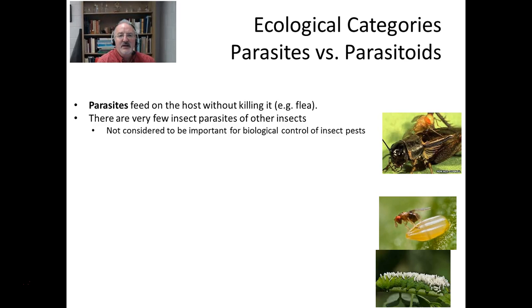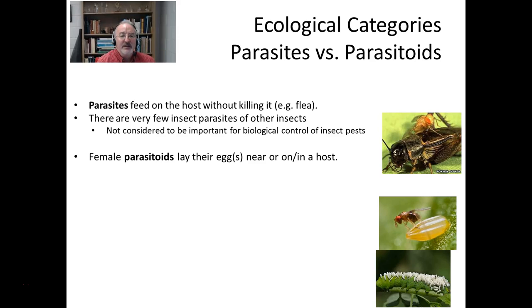The terms parasite and parasitoid are often used interchangeably when we are discussing insects, but they're not the same thing. Parasites feed on the host without killing it. Think about a flea. Unless a flea is carrying a disease, it will not kill your dog, it will not kill you. There are very few insect parasites of other insects, so they're not considered to be important for biological control.